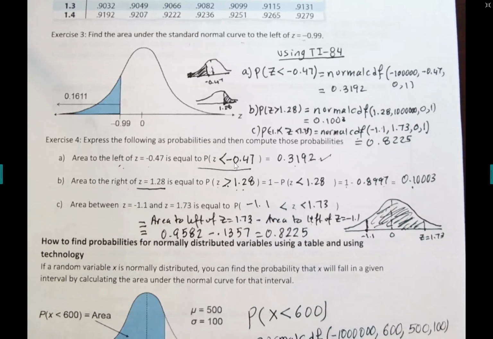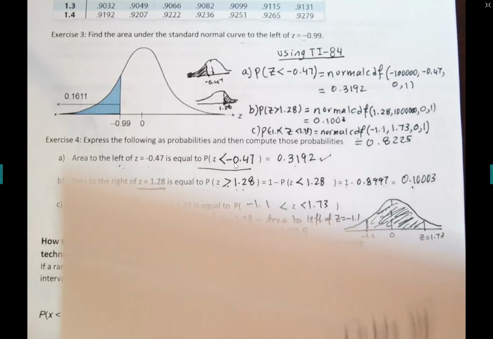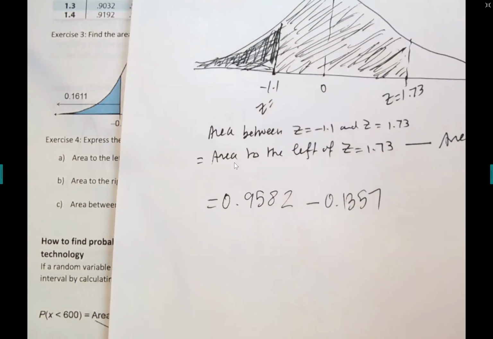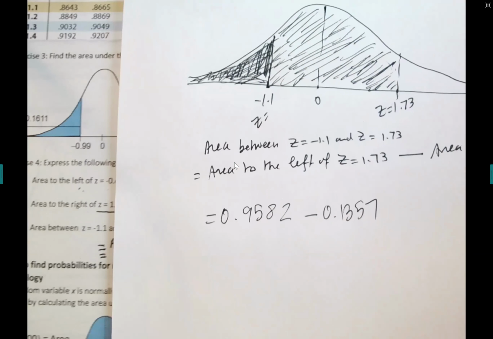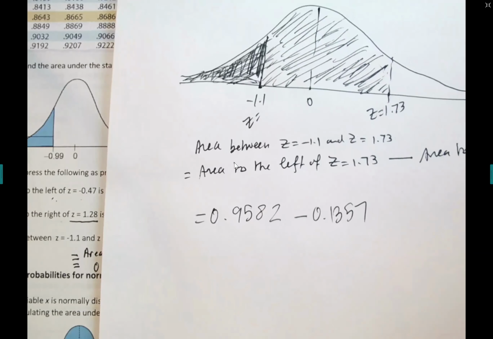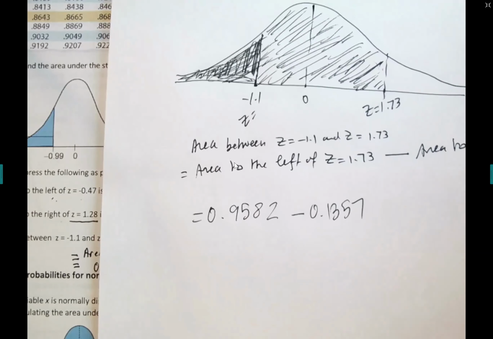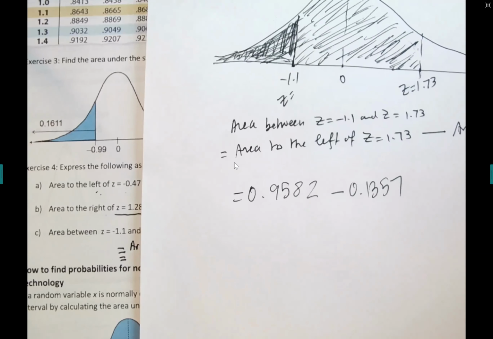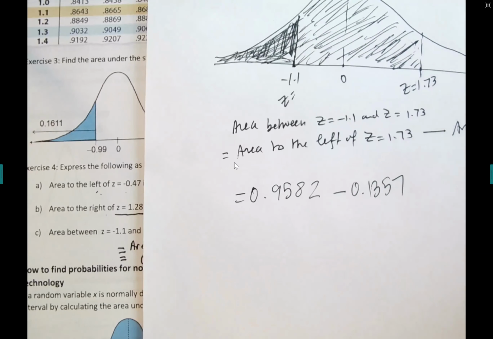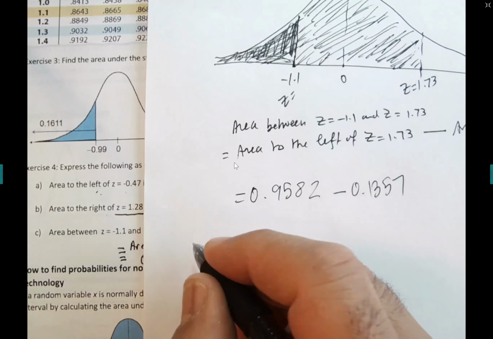And now we're going to come to using the calculator. So I'm going to do the same 3 questions, but using the calculator right now. So if you have your calculator handy, please have it ready, because we're going to demonstrate how to use the calculator now. So we're going to do area to the left of z equal negative 0.47.